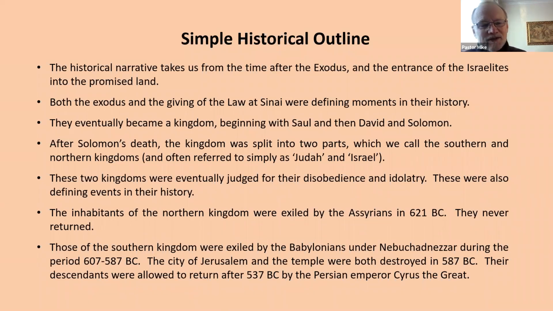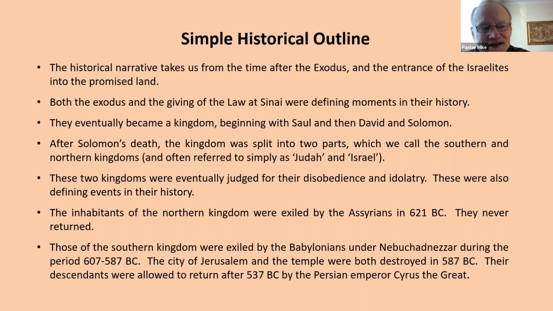So the first thing that we need to understand is to have a grasp of the simple historical outline of the history of Israel. That is the key to understanding the historical books, because they simply go through the history, event by event and person by person, and they marry into the prophetic books, which come later on. So the historical narrative books take us from the time after the Exodus of the Israelites from Egypt, and their entrance into the Promised Land.